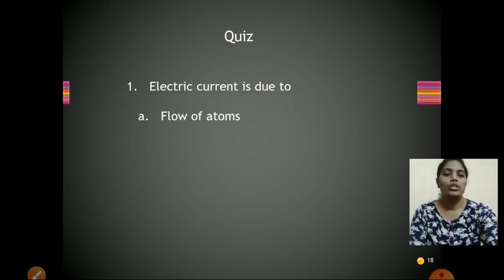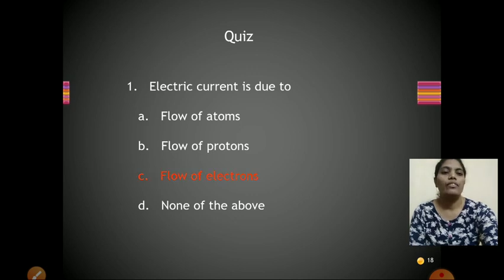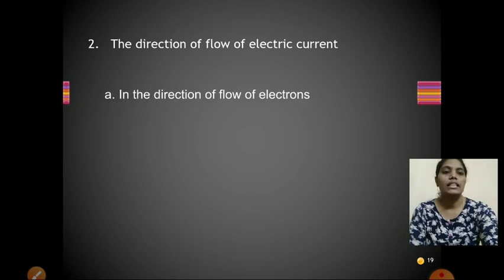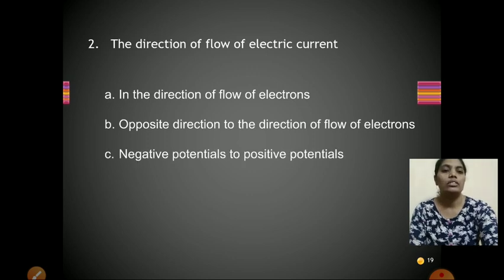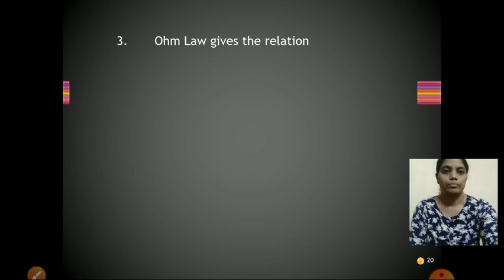So let us see how much we learned in this session. Electric current is due to flow of atoms, flow of protons, flow of electrons, or none of the above. Obviously it is because of the flow of electrons, which are negatively charged particles. The direction of flow of electric current is in the direction of flow of electrons, opposite to the direction of flow of electrons, negative potential to positive potential, or none of the above. This is opposite to the direction of flow of electrons.